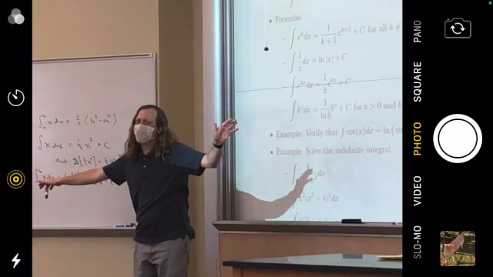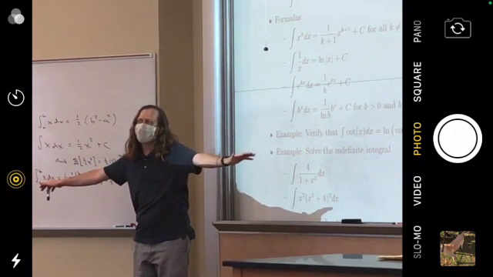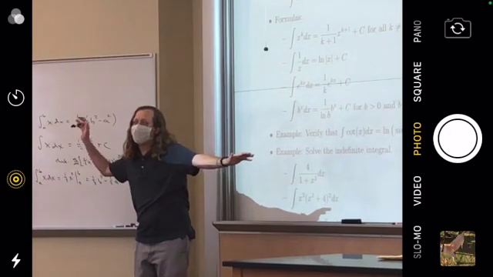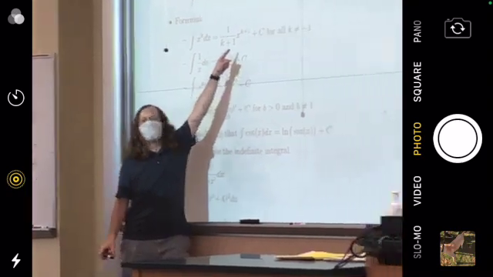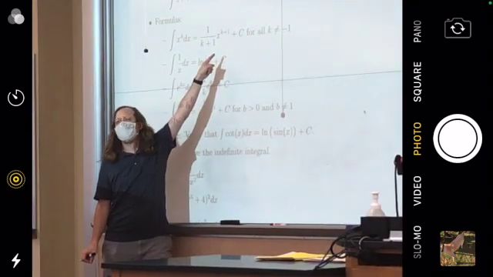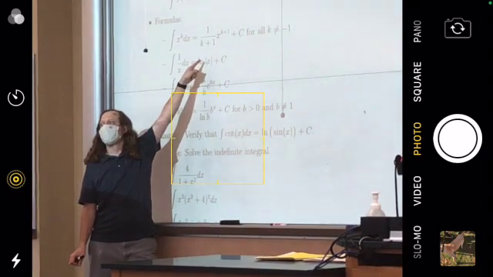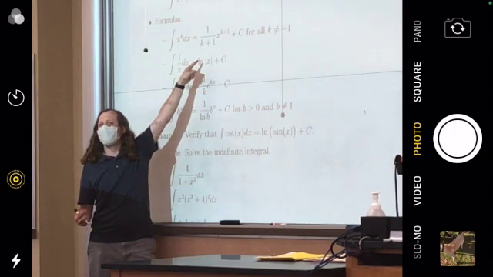So what do you do first? I'm going to undo subtraction, I have to add. And then after I add, that is when I divide. So that is why it's first add 1 to the power, and then divide by the new power. Right? That is undoing the power rule.